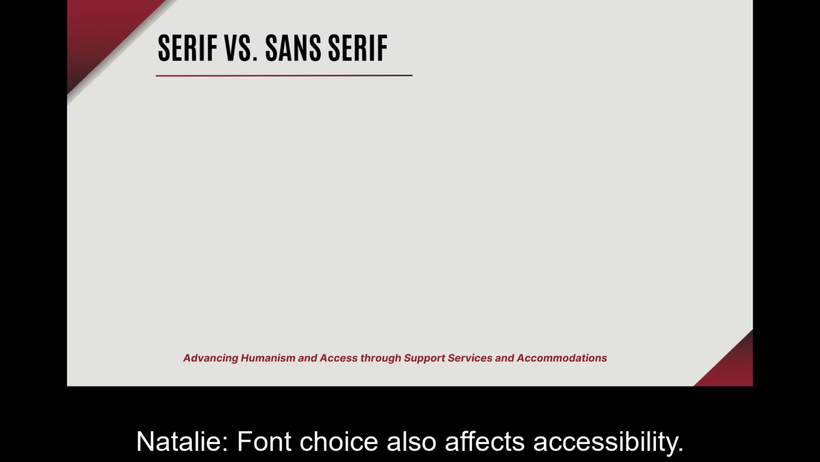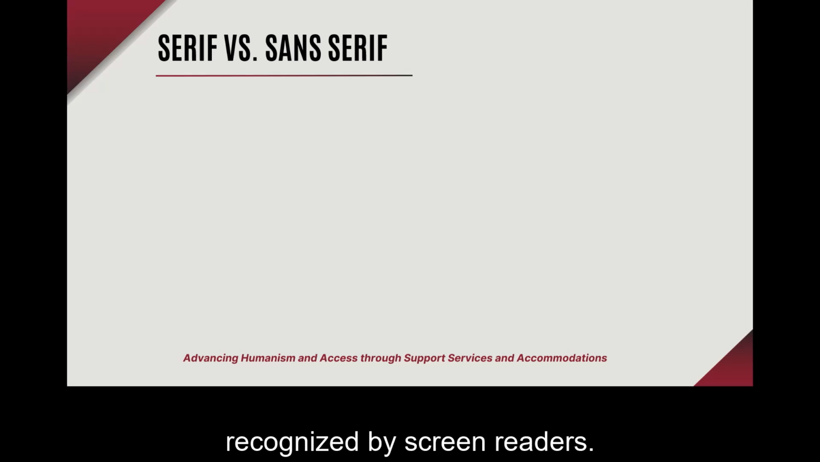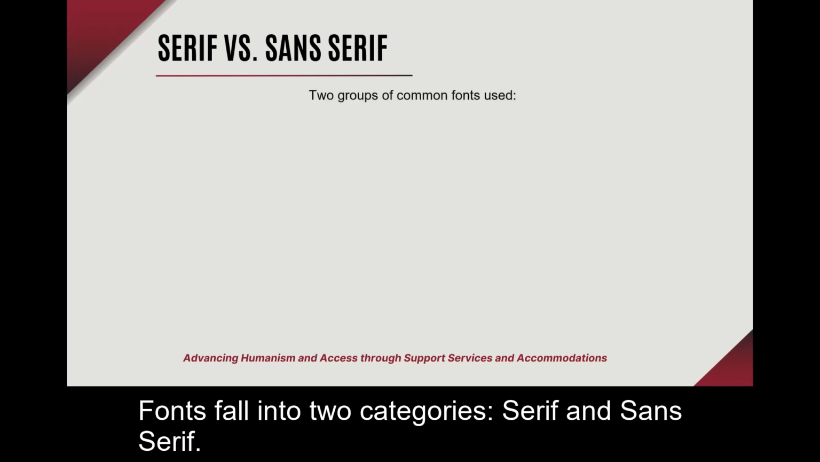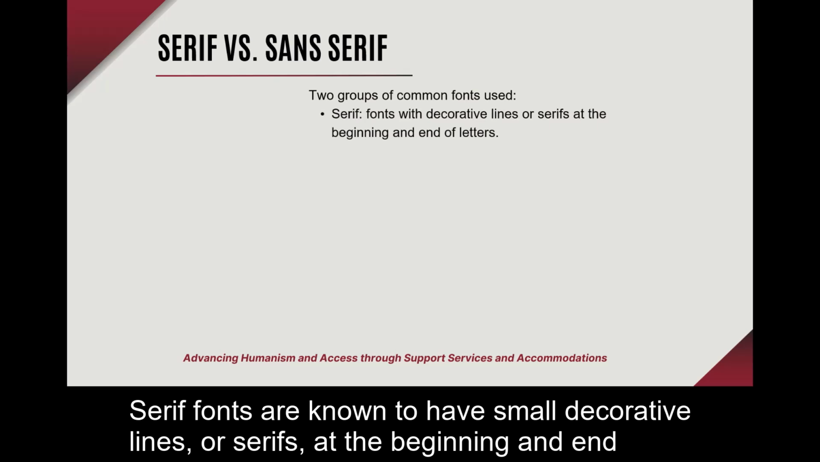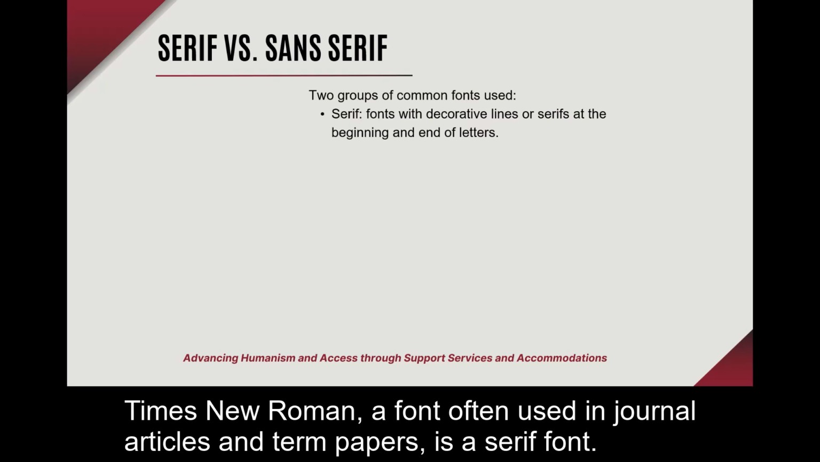Font choice also affects accessibility. While decorative fonts may look appealing, they can be difficult to read or may not be properly recognized by screen readers. This is why it is important to consider what type of font to use. Fonts fall into 2 categories, serif and sans serif. Serif fonts are known to have small decorative lines or serifs at the beginning and end of letters. Times New Roman, a font often used in journal articles and term papers, is a serif font.